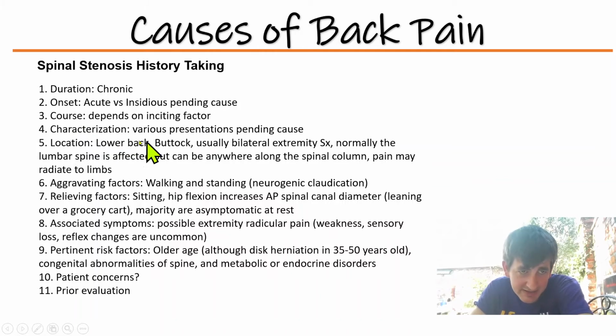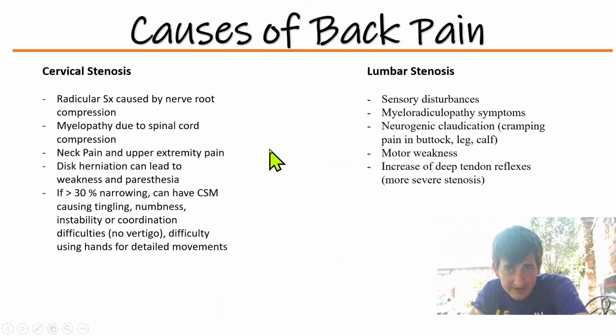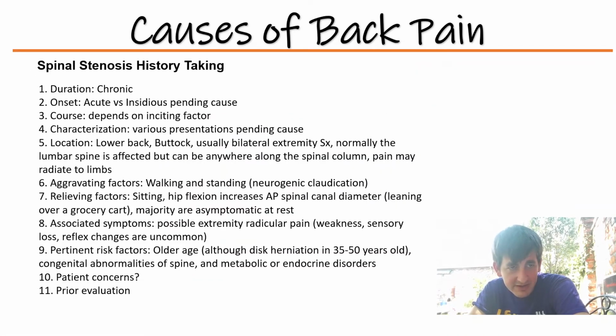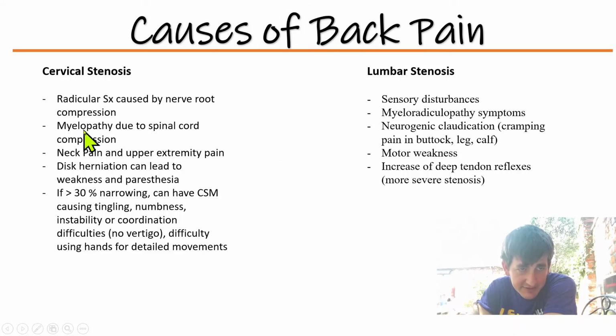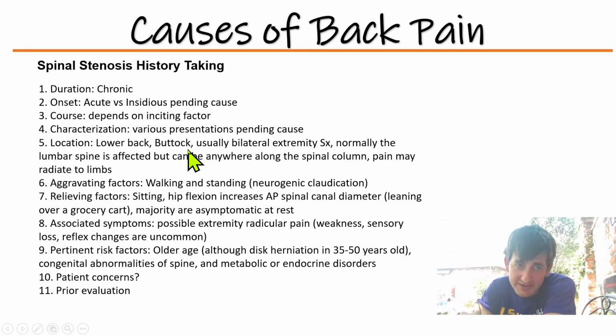Characterization, various presentations again. But location, if it's lumbar, lower back, buttocks, usually bilateral extremity symptoms. Now, I feel like it could be both, unilateral or bilateral. I'm not sure why I put that. Maybe it's on the PowerPoint. But it says usually bilateral extremity symptoms. Normally, the lumbar spine is affected, but can be anywhere along the spinal column, and pain may radiate to the limbs, like cervical spine, as we said, or thoracic, especially in disc herniation. So, radicular pain. I think bilateral symptoms are more common if you have myelopathy and spinal cord compression.